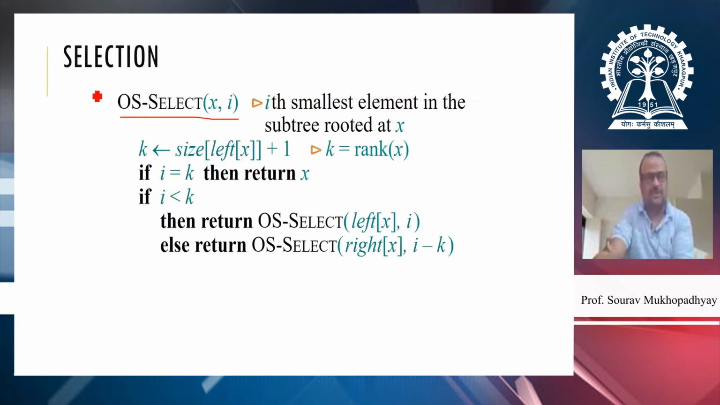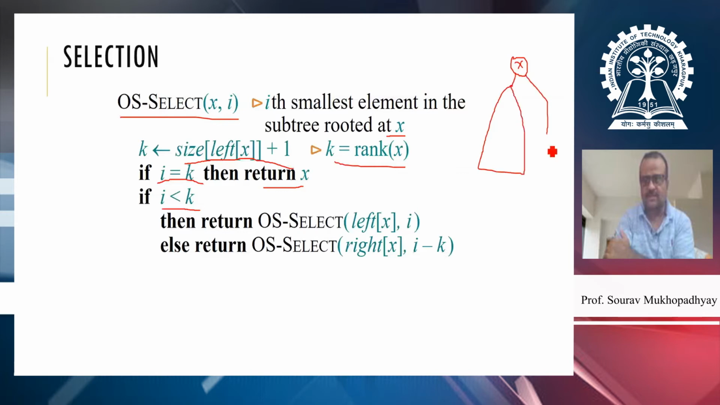Otherwise, we calculate the size of left plus 1, that is nothing but the rank of that node root. Now if the rank is i, if we are looking for the ith smallest element, which is k basically, we return, happy day. If not, if i is less than k, then we have to go for the left part. If this is our root, and this is the left subtree, and this is the right subtree, we know all the elements over here are less than x, and all the elements over here are greater than x.